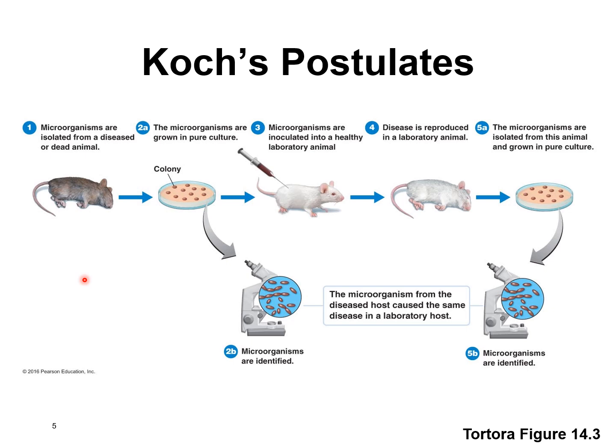The second postulate says that you should be able to isolate and grow the microorganism in a pure culture in the lab. The reason you want to be able to do that is because if you have a bunch of different microorganisms, you want to be able to say that it's just this specific microorganism that's causing a disease. So you want to be able to isolate it and grow it in pure culture in the lab.